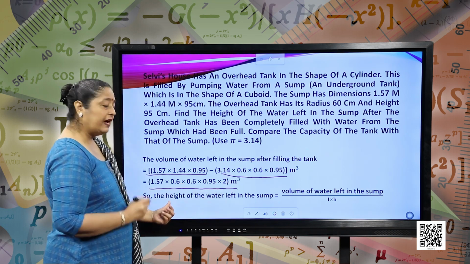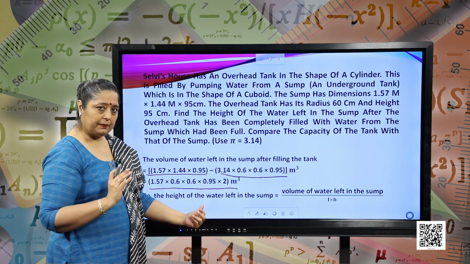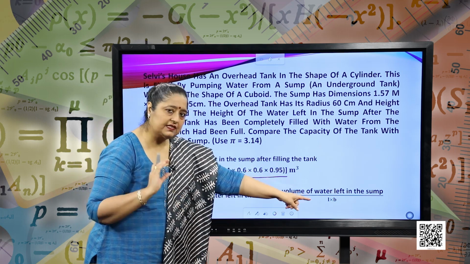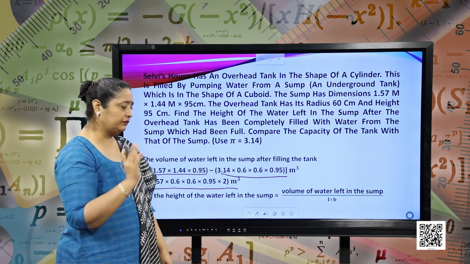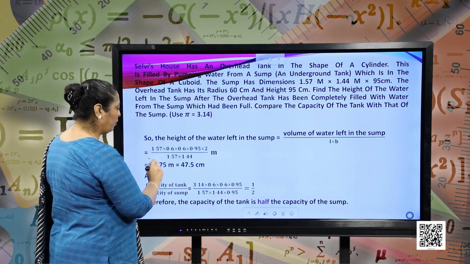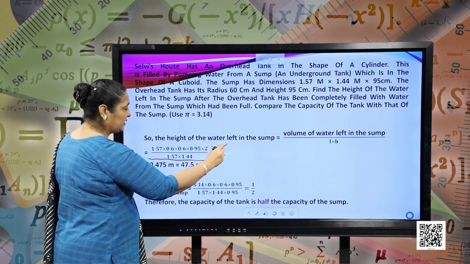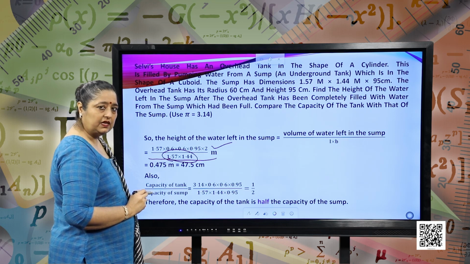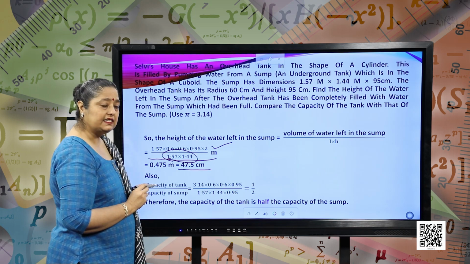Now, volume we have found. Okay. So, what we need is the height of the water left in the sump. That will be the water left in the sump divided by L into B, that is the length and breadth of the sump. So, substituting the value here, the volume of the water left in the sump is this divided by length into breadth. Calculating this further and simplifying it, we have 47.5 centimeter.